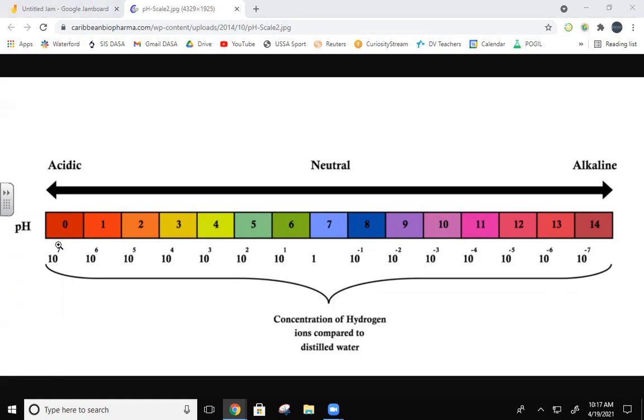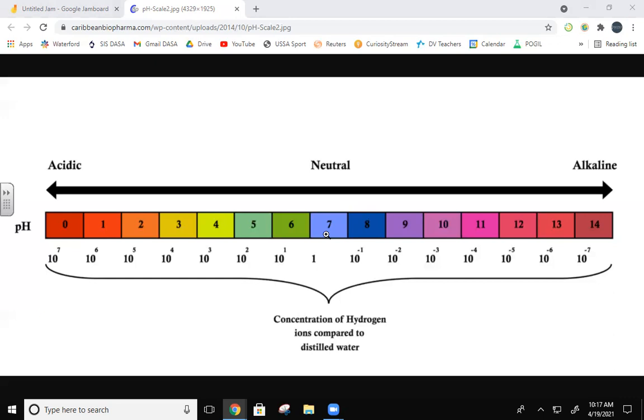So 0 to 14. All right. So here's a question for you. What if we combine a solution with a pH of 5 with a solution with a pH of 9? What would happen? What would their pH be? Yeah. Neutral, because they kind of cancel each other out. Correct. They would cancel each other out.